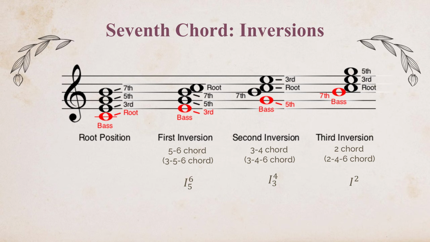And finally, the third inversion. Bump the fifth up an octave too, so the 7th becomes the bass. The intervals above now are a second, fourth, and sixth. This one's simply called the 2 chord. Easy to remember once you see the pattern.